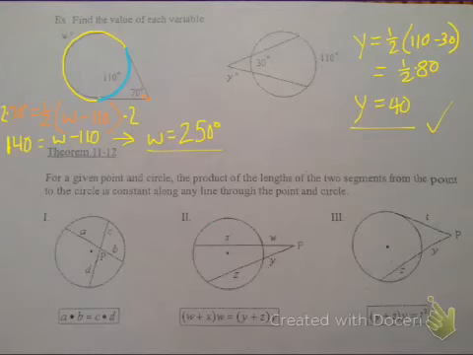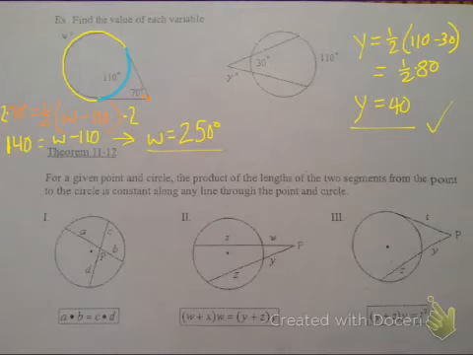Okay, great. So our next theorem, and our last theorem for this unit, Theorem 11.12, says for a given point and circle, the product of the lengths of the 2 segments from the point to the circle is constant along any line through the point and circle. It's a mouthful. What does that mean? Well, we've got, again, 3 different scenarios. So let's take a look at each one separately.